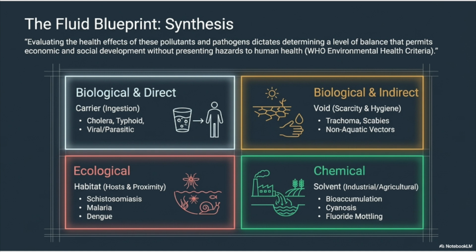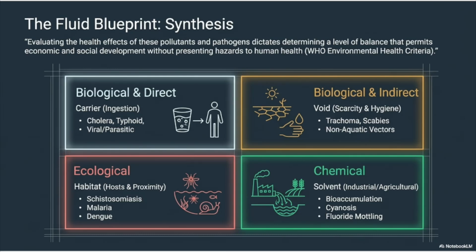To bring everything together, the fluid blueprint synthesis organizes water-related diseases into 4 clear categories. The biological and direct category covers water as a carrier through ingestion, including cholera, typhoid, and viral or parasitic infections. The biological and indirect category covers water as a void through scarcity and hygiene, including trachoma, scabies, and non-aquatic vectors.